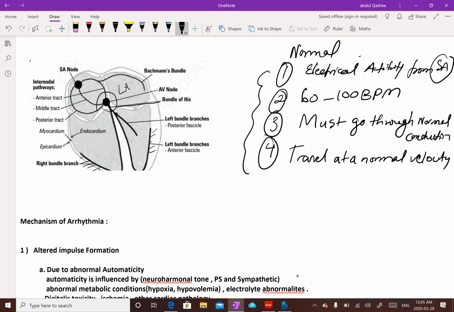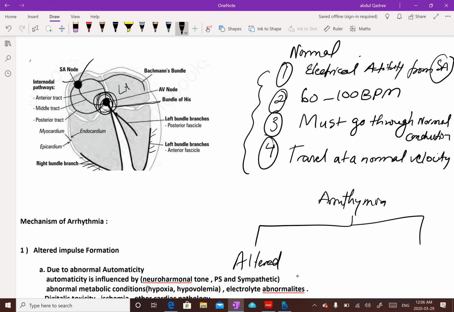So it must be able to generate the impulse, so generation should be perfect, as well as the traffic checks like the bundle of His, SA node, and all these, the conduction pathway has to be perfect. So we can say that arrhythmia can be divided into two main parts. It's either the problem will be an altered impulse formation or altered conduction, alteration in the conduction of impulse. So either it's altered impulse formation or alteration in the conduction of impulse. This is very high yield.